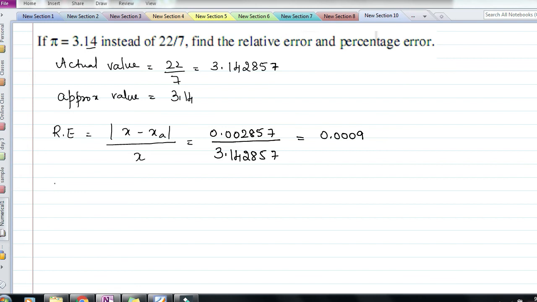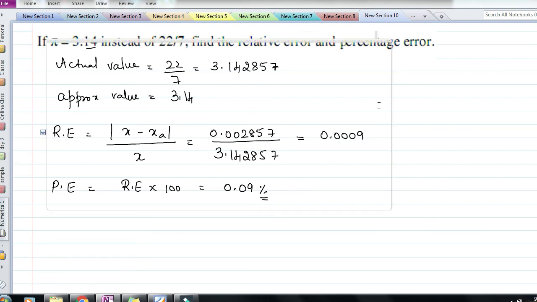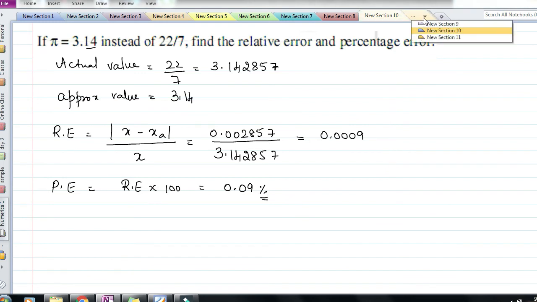So next, what is percentage error? It is relative error into 100. So you will get 0. When you multiply by 100, these two zeros will go. So you get 0.09%. So always for percentage error, you have to mention the percentage symbol. So this is one very simple question. We'll solve the next question now.